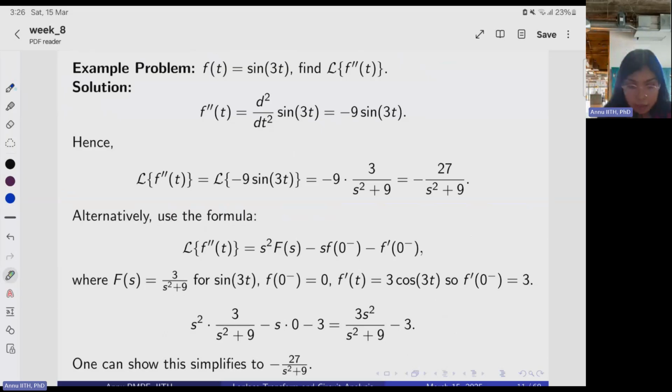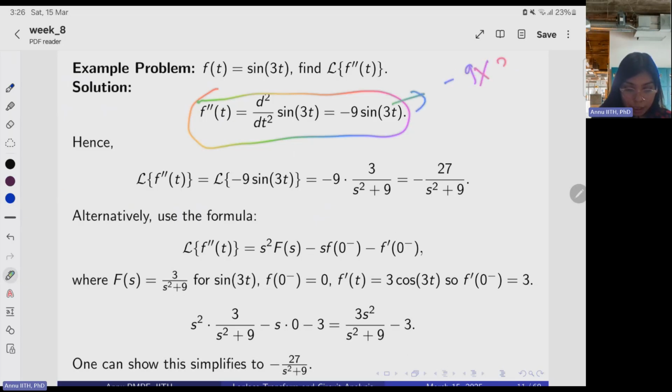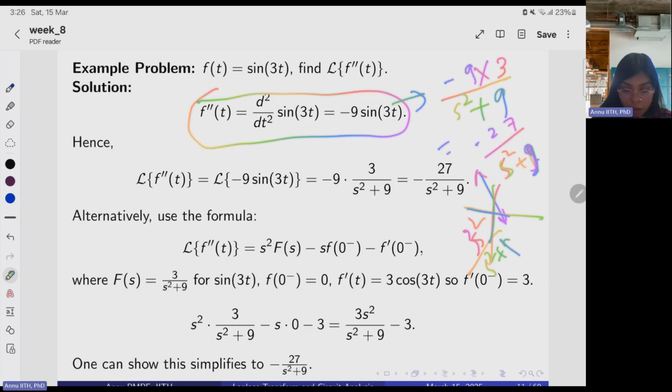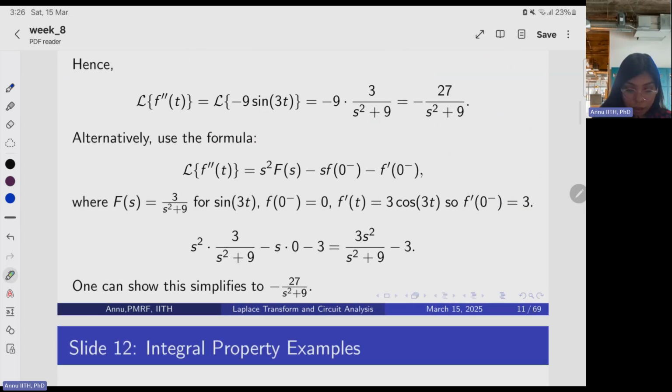See here, f double dash of t is this. In order to find this, it is minus 9 into 3 divided by s square plus 9. It should be minus 27 by s square plus 9. But what answer did I tell you? I told you just 3s square divided by s square plus 9. Is it matching with this? Obviously, no. So we have to fix that.